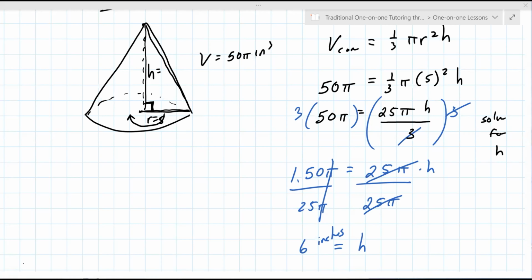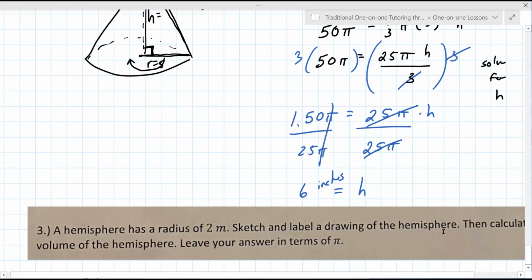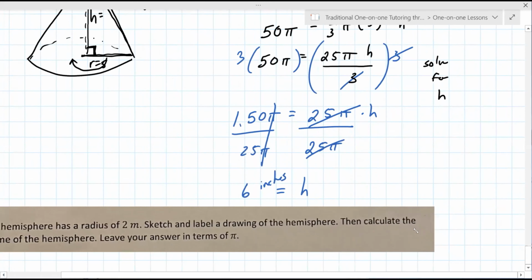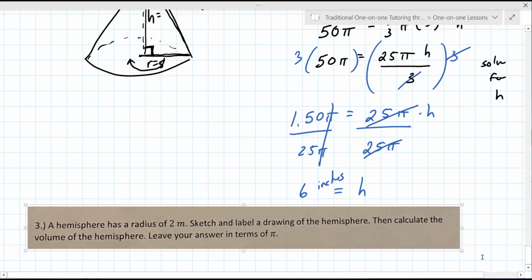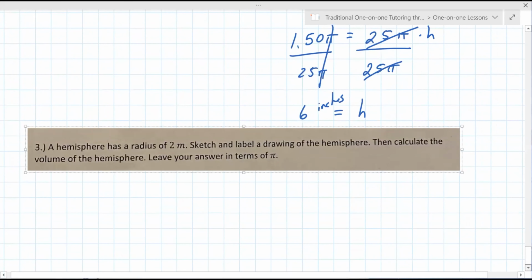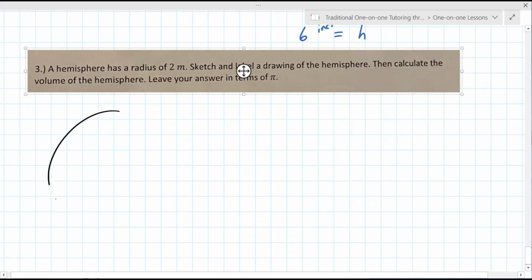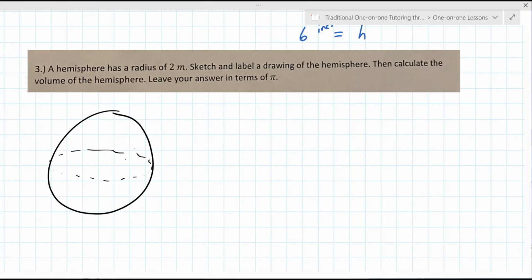Okay, moving on to question 3. A hemisphere has a radius of 2 meters. So a sphere, the Earth is spherical roughly. It's like taking a circle and then you rotate it in any direction, 360 degrees. That's a sphere. We see these all over in nature, fruit, the moon, sports, lots of balls in the world. A hemisphere, though, is just the top half.